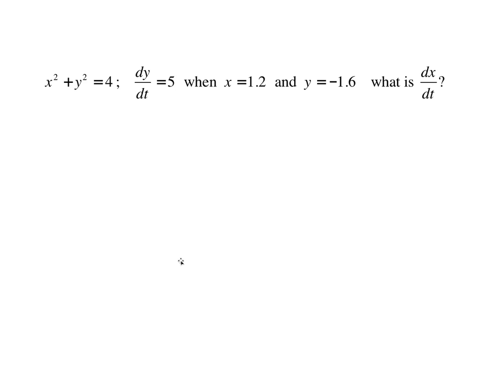All right, so here's our problem. Here's our question. We have x squared plus y squared equals 4, and we are told that dy/dt, the rate at which y is changing with respect to time t, when x is equal to 1.2 and when y is equal to negative 1.6, that rate is 5. And we're asked, what is dx/dt, the rate at which x is changing with respect to time?